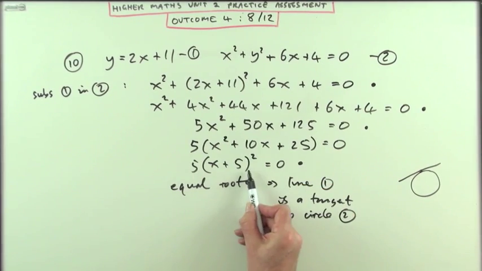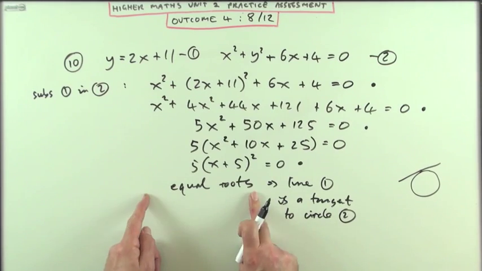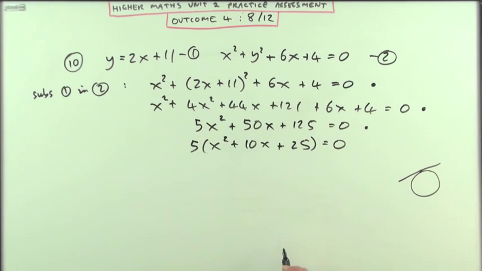1 mark for ending up with this expression, which shows you've got equal roots. You don't need to go as far as to say x equals -5, because that alone means you've got equal roots. And then 1 for the statement. Equal roots means the line is a tangent. 5 marks. Or you might decide just to use the discriminant.